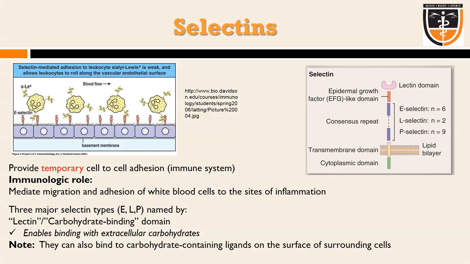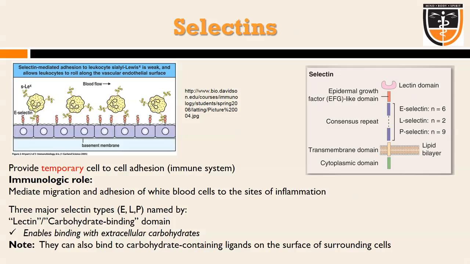There are three major selectin types. There's E, L, and P, and they're actually named by the lectin and carbohydrate binding domain, by this outside domain, okay? So we see that E-selectin has 6 consensus repeats in that domain. L-selectin has 2, and P-selectin has 9 consensus repeats in that domain. And you're going to hear more about this in your biochemistry.